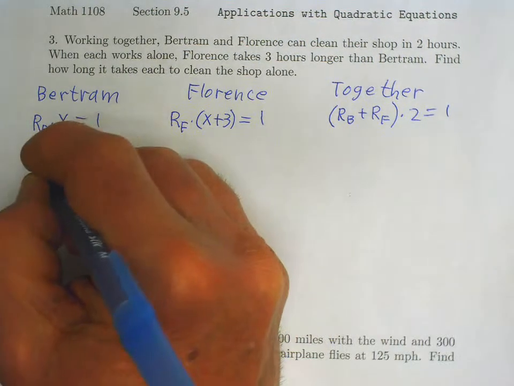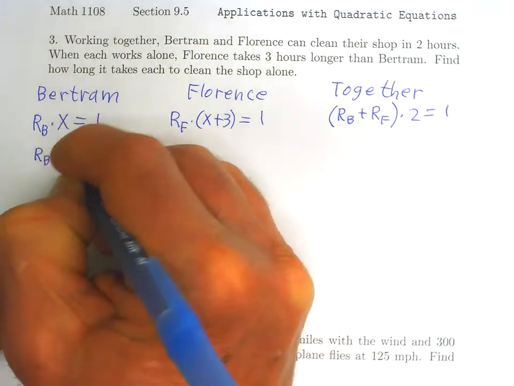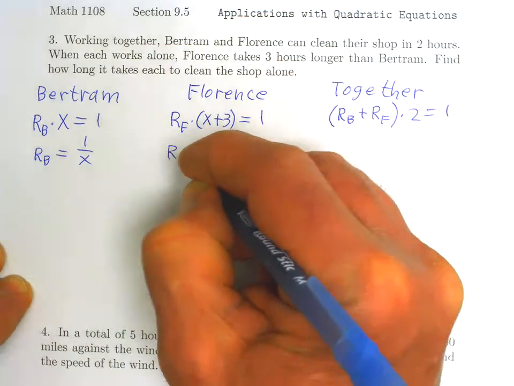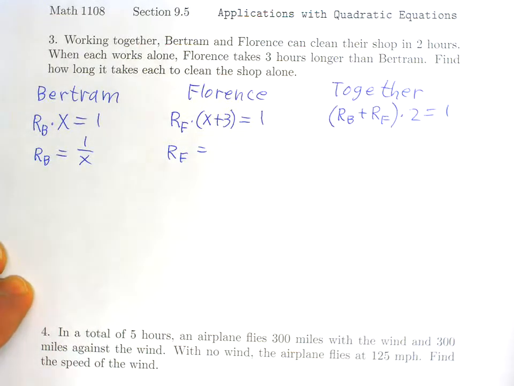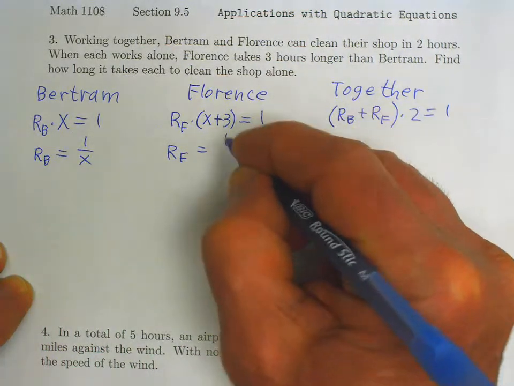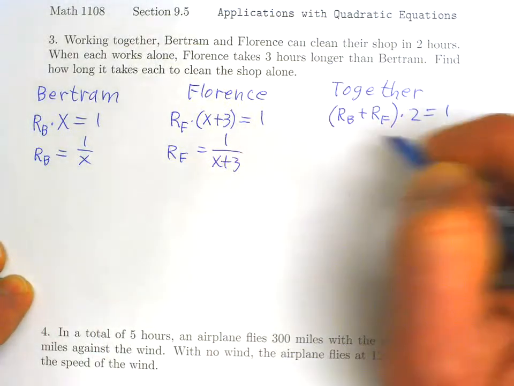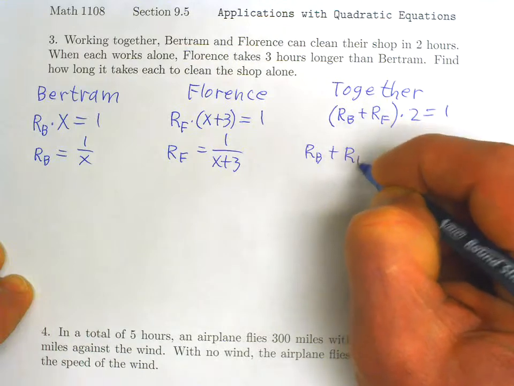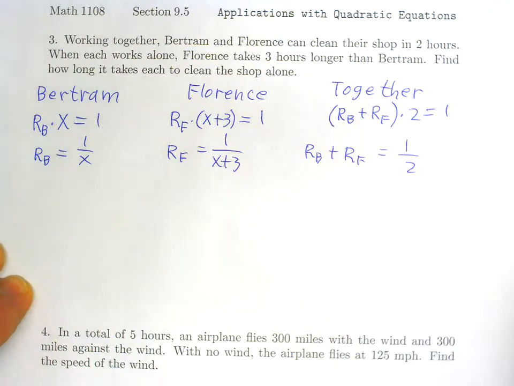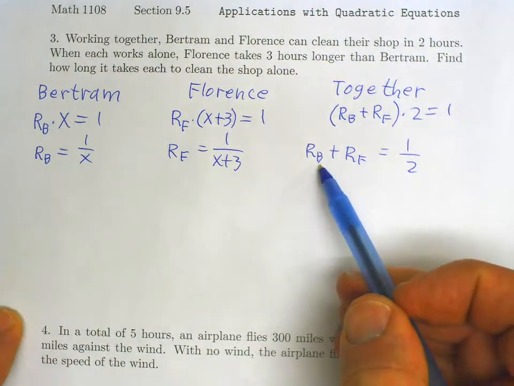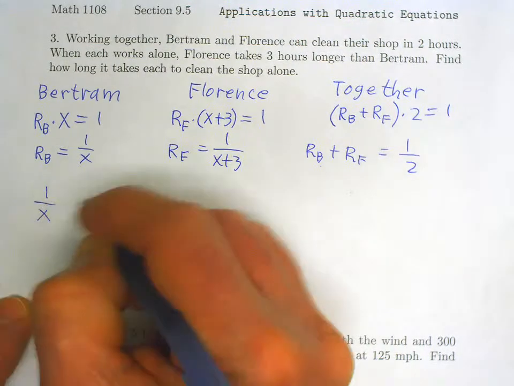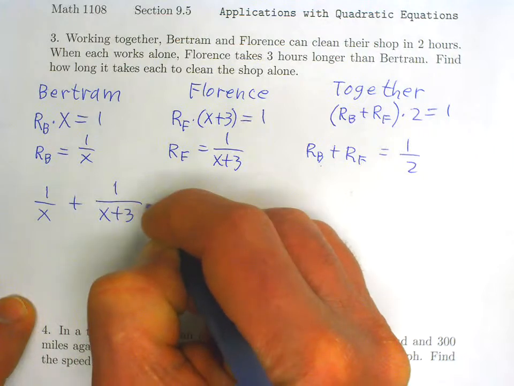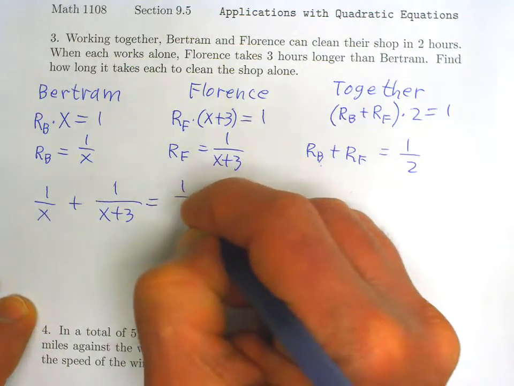So just like other problems of this sort that we've done this semester, we solve each of the equations for the rates. Bertram's rate is 1 over x. Florence's rate is 1 over x plus 3. And Bertram's rate plus Florence's rate is 1/2. Okay, then replace Bertram's rate with 1 over x, add that to Florence's rate, which is 1 over x plus 3, and the sum of the 2 rates is 1/2.